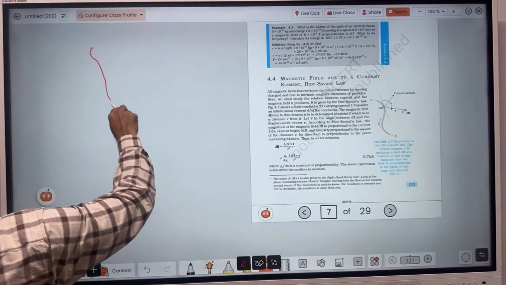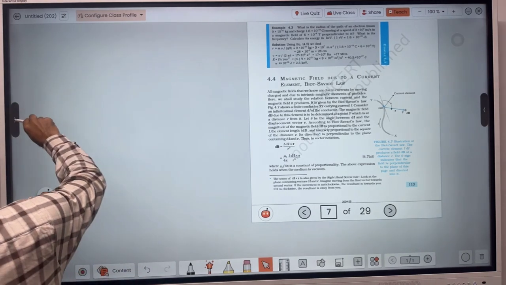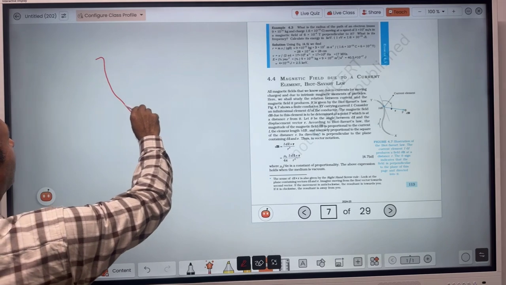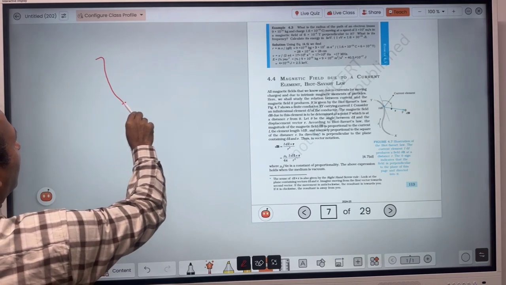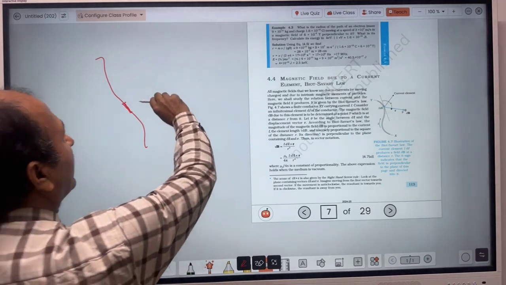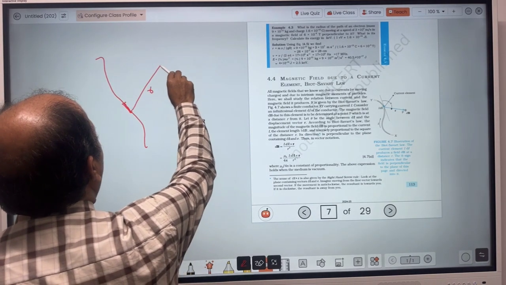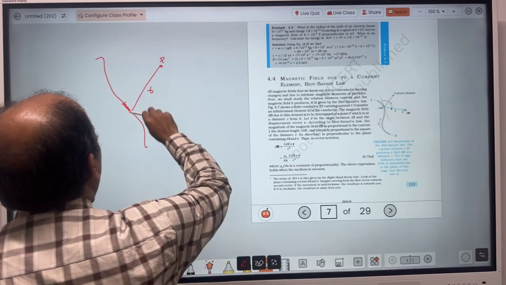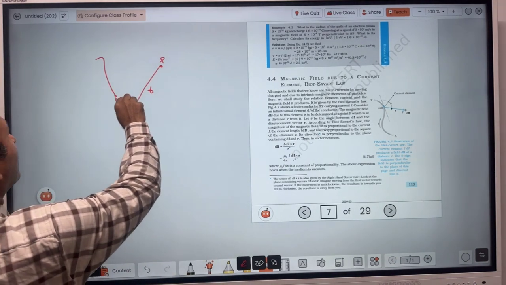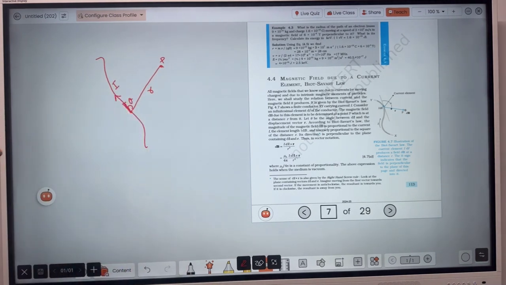Consider a wire of any irregular shape. Suppose this is a wire and here we consider a small current element because it carries current. So we take any point here at distance r, so this is point P and this angle is say theta. So we have to find out the magnetic field at this point. Suppose this wire carries current I.